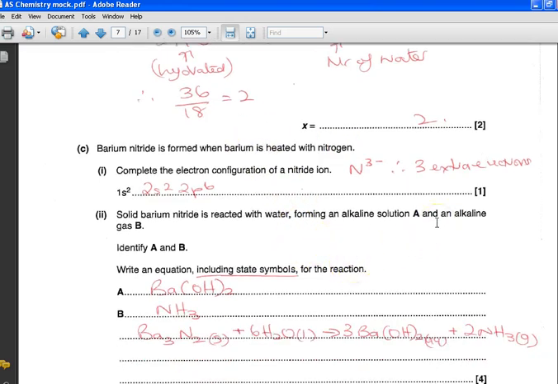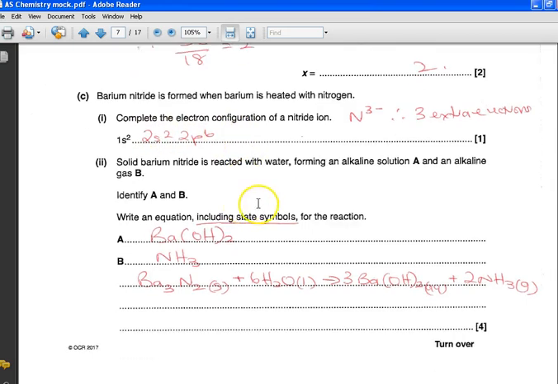Yeah, nitride ion is the N3 minus, so that means it's got 3 extra electrons. So you look up nitrogen, which is 14. So 14. It's 7. Sorry. And add 3 electrons is 10. Okay.